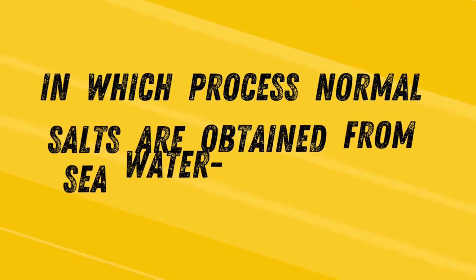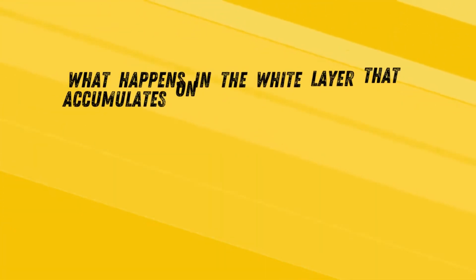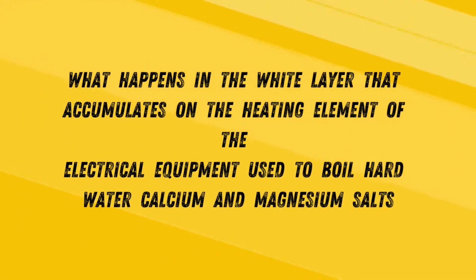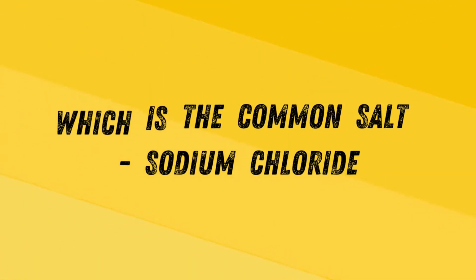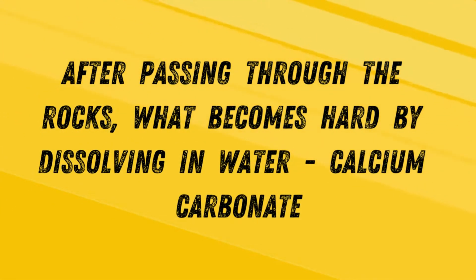In which process are normal salts obtained from seawater? Evaporation. What is the white layer that accumulates on the heating element of electrical equipment used to boil hard water? Calcium and magnesium salts. Which is the common salt? Sodium chloride. After passing through the rocks, what makes water hard by dissolving in it?